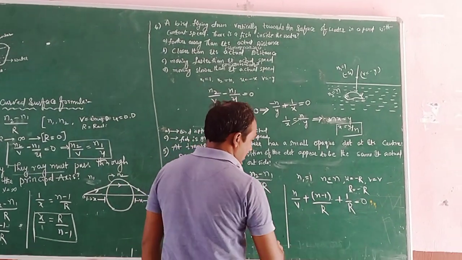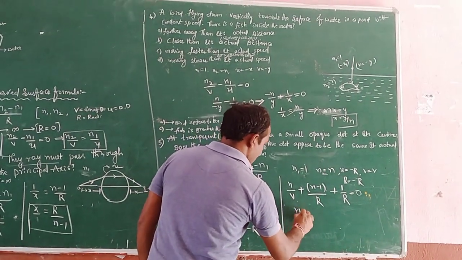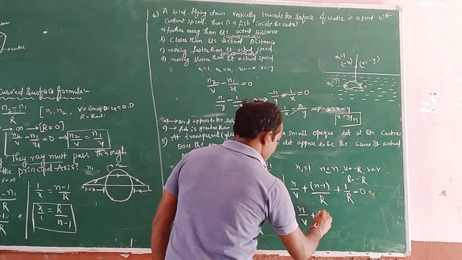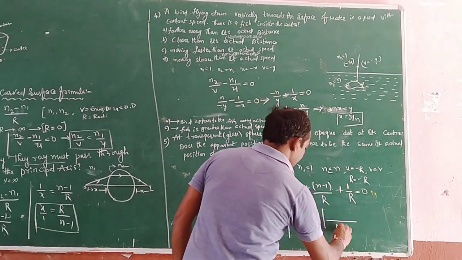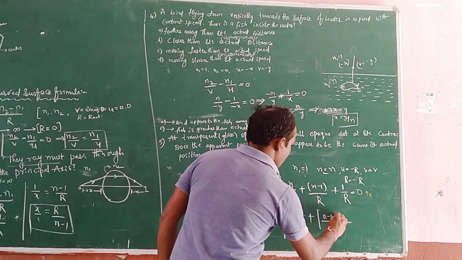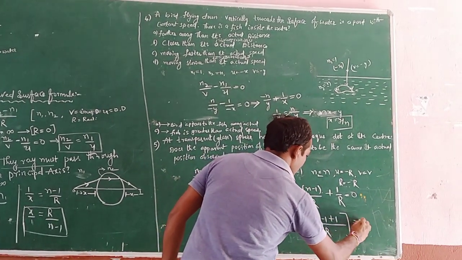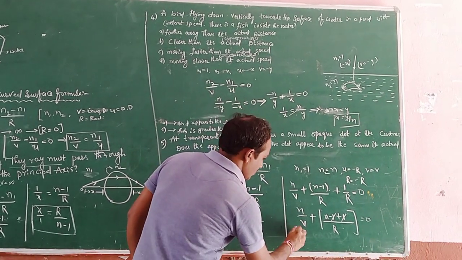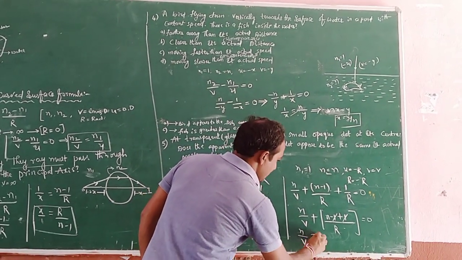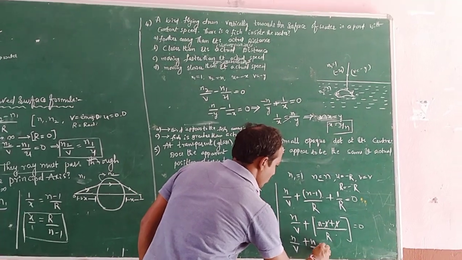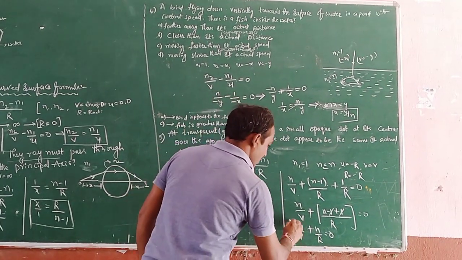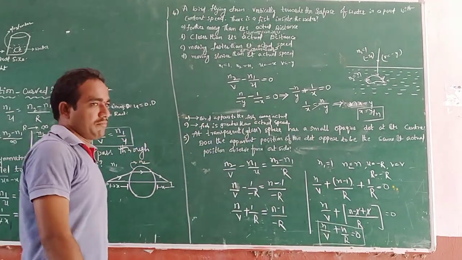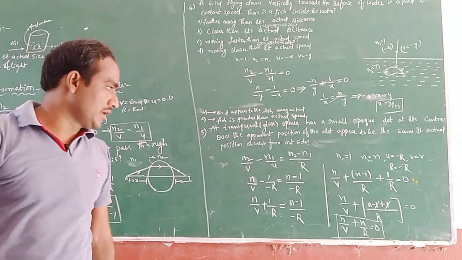Here r is common, n by v plus, with r as the LCM, n minus 1 plus 1 is equal to 0. Minus 1 plus 1 get cancelled. What do we get? n by v plus n by r is equal to 0. So that is your answer: n by v plus n by r is equal to 0.